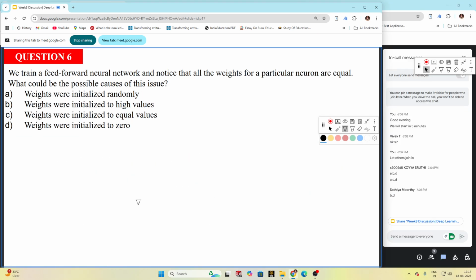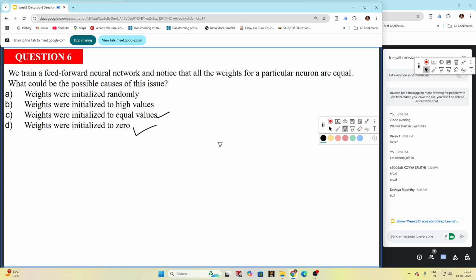Okay, so let's move on to the next question. We train a feed forward network and notice that all the weights for a particular neuron are equal. What could be the possible causes of this issue? Option A, weights were initialized randomly. Option B, weights were initialized to a high value. Option C, weights were initialized to equal values. Option D, weights were initialized to 0. So any guesses for this? Weights were initialized to equal value, yeah, and also it can be weights initialized to 0.